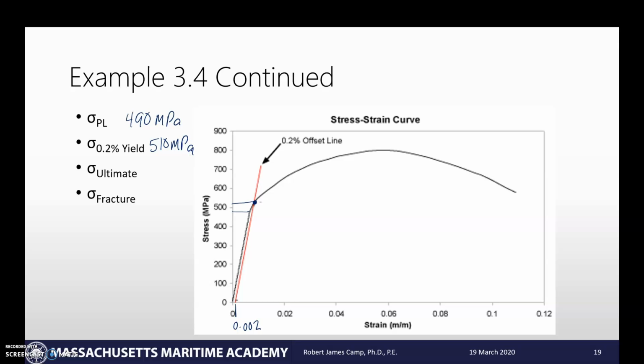Last two are pretty easy. Ultimate stress, what is the ultimate stress? Ultimate stress is right here. It's the most stress that a material can take. It's the highest value that we have on that. And so if I read over here, that ultimate stress is right about there. So we're going to say 775 megapascal.